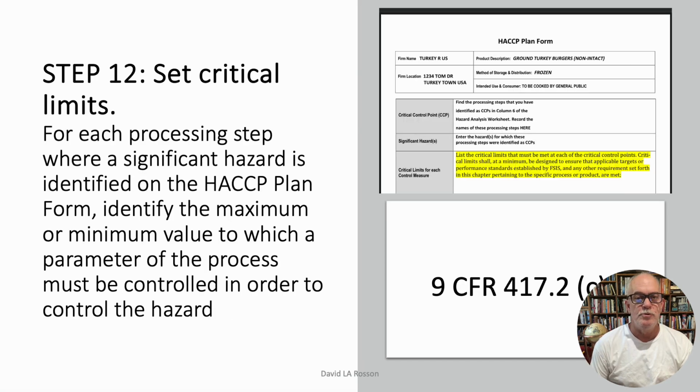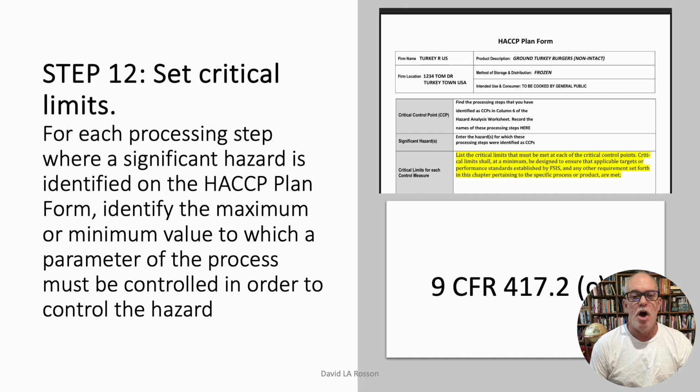All right, step 12, we got to set the critical limit now for each of the processing steps that we've identified significant hazards. So on our form where we've said we have a hazard, we now need to identify a critical limit for that. So we know what our enemy is. We know where we can defeat them. Now we got to talk about how we're going to defeat them. So we need to establish this critical limit, this maximum or minimum value to which a parameter is to be controlled. This parameter is used to control a specific hazard.